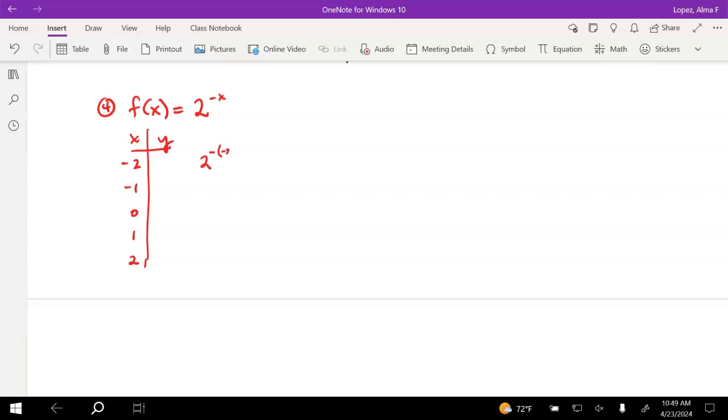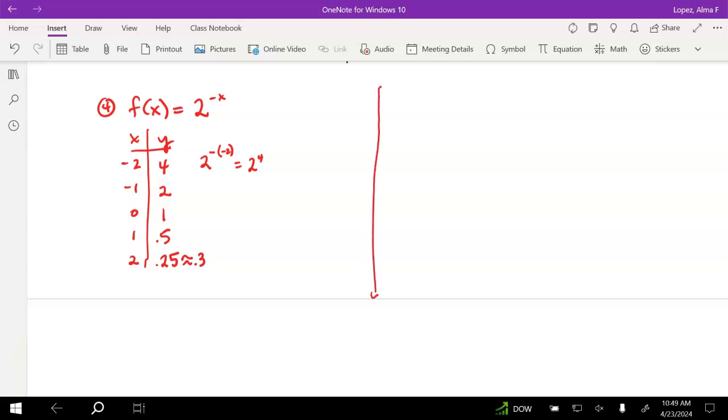2 to the minus negative 2 is actually 2 squared, which is going to be 4. 2 to the minus negative 1 will be 2 to the 1, or 2. 2 to the minus 0 will be 2 to the 0, or 1. 2 to the minus positive 1 is 2 to the negative 1, or 0.5. And 2 to the minus positive 2 is 2 to the negative 2 power, which is 0.25, or 0.3 for graphing.